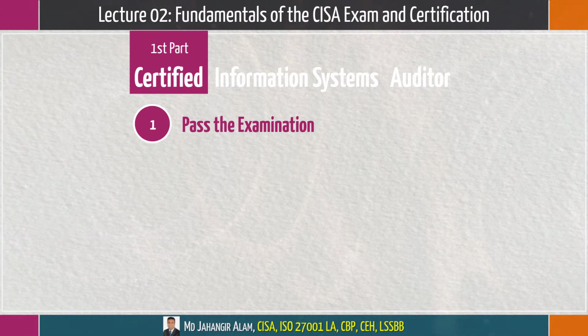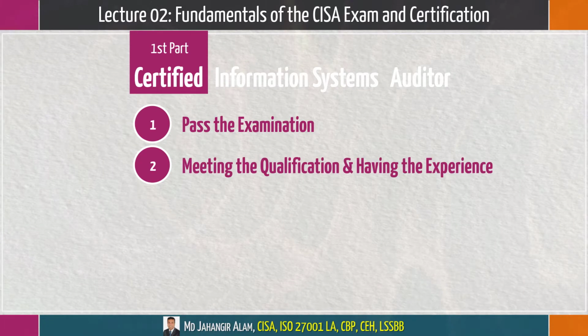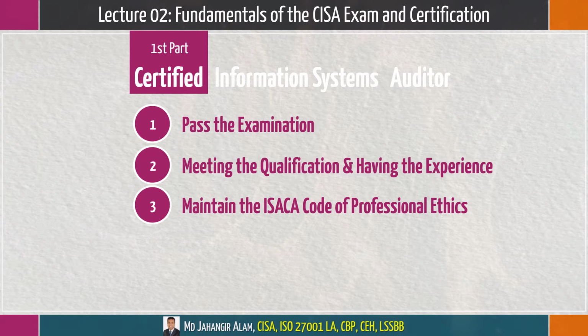You will get more details about the exam from www.isaca.org. Number 2. Meeting the qualification and having the experience. It requires 5 or more years of experience in IS audit, control, assurance, or security. A maximum of 3 years is available for a waiver. You will get details from the ISACA website. Number 3. Maintain the ISACA Code of Professional Ethics.